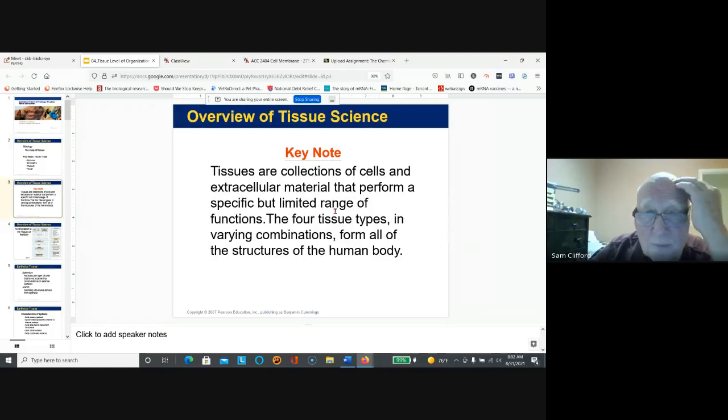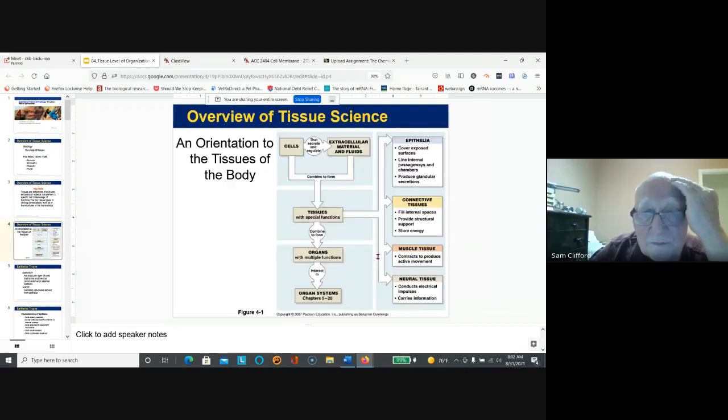Tissues put cells together to form a common function. And there are four tissue types. We just talked about that. So you take cells that secrete and regulate the extracellular materials around the cells. We'll point out extracellular materials and fluids in a moment. So you put cells together with extracellular materials and fluids. You get tissues.